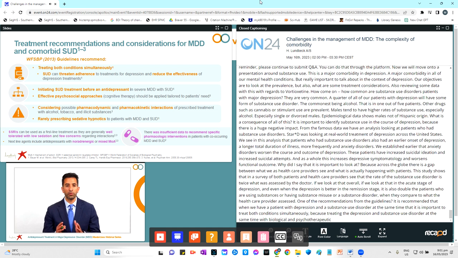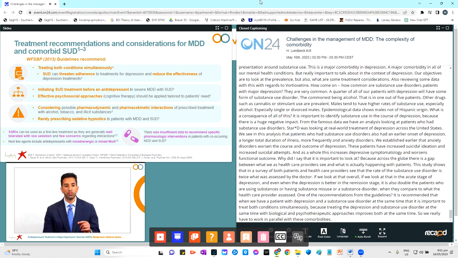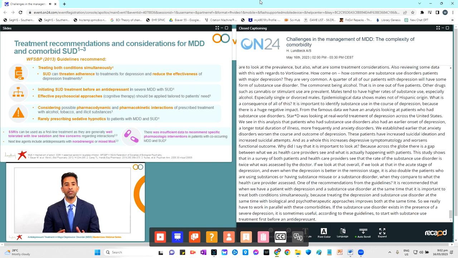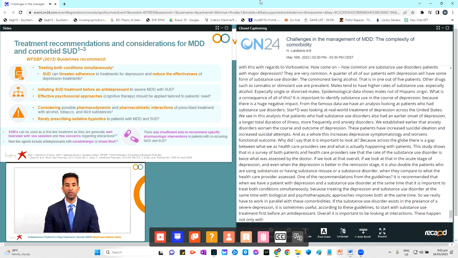So we really have to work in parallel with these two comorbidities. If the substance use disorder exists in the presence of a severe depression, it's sometimes useful, according to these guidelines, to start with the substance use treatment first before an antidepressant. But overall, it's important to be looking at pharmacokinetic and pharmacodynamic interactions. These happen not only with alcohol, but often happen with tobacco and other illicit substances. In general, the guidelines recommend starting with SSRIs, but we'll talk about that in more detail later on.